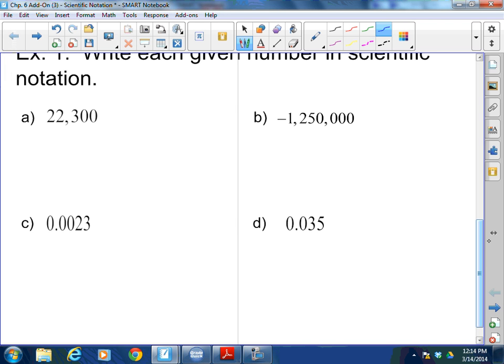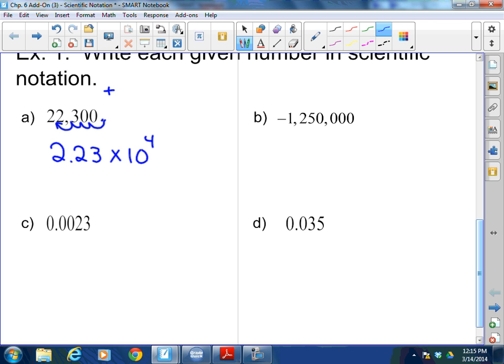First of all, is the original number larger than 1 or less than 1? So I'm going to use a positive exponent. You with me? That's half the battle. Now, where is the decimal of this number? Where do I have to move this decimal to make this value a value between 1 and 10? 1, 2, 3, 4. You see that? I have 4 to the left. So this is going to be 2.23 times 10 to the 4th power.